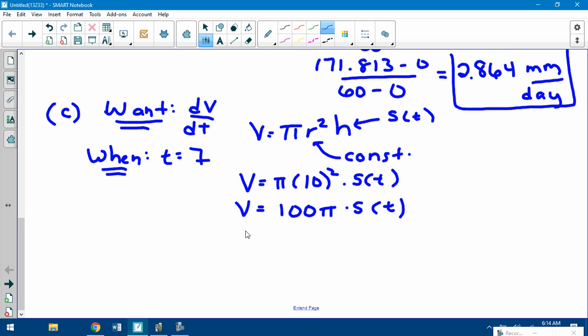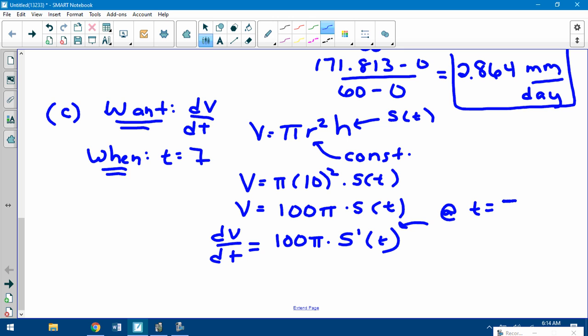So if I want dV dt, 100 pi is just a constant. So it's a constant times a function. And the derivative of that is the constant times the derivative of the function. And it's already with respect to t. We want it specifically at t equals 7. So dV dt equals 100 pi times s prime of 7.